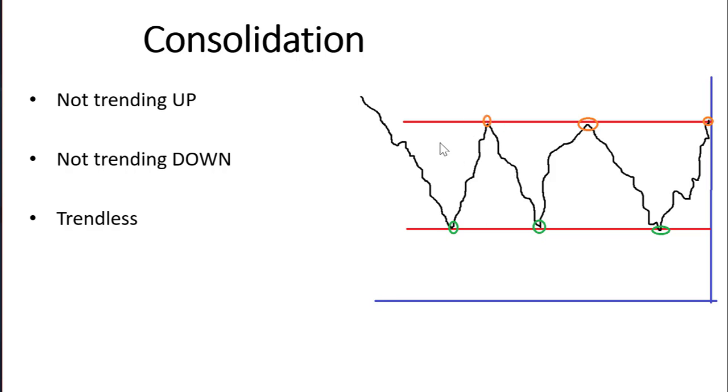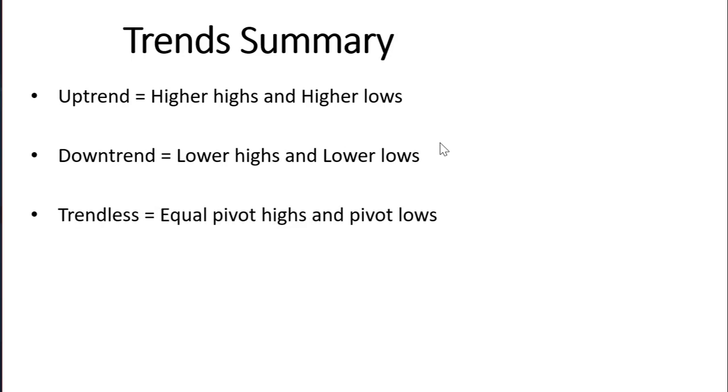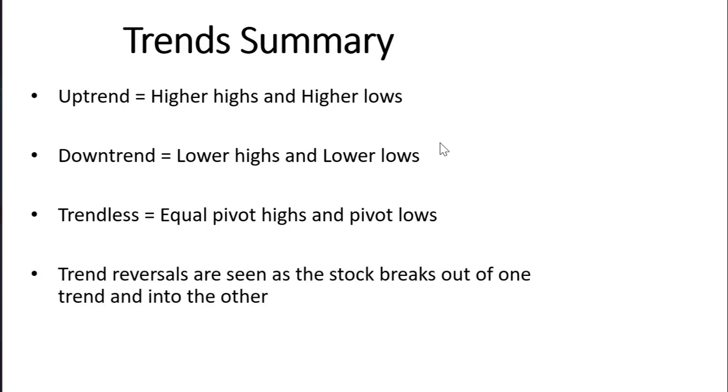So this is the summary for trends. An uptrend has higher highs and higher lows. A downtrend has lower highs and lower lows. Trendless or consolidation has equal pivot highs and pivot lows. A stock usually never stays in one trend. It will also break from one trend to another. So that's it with trends.